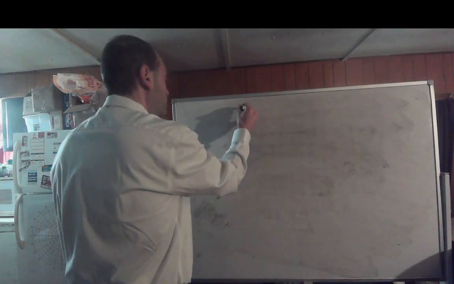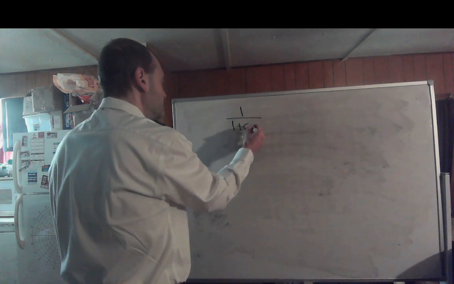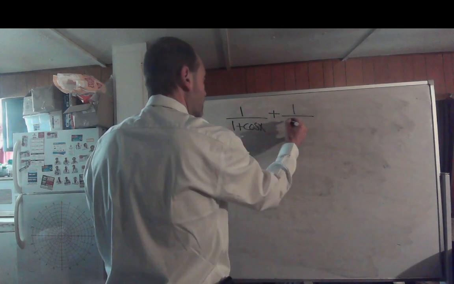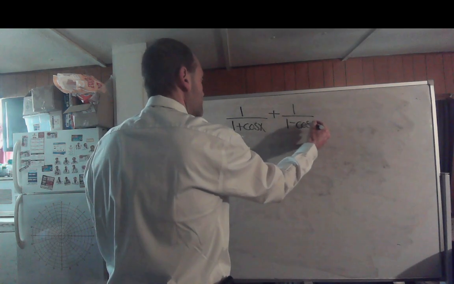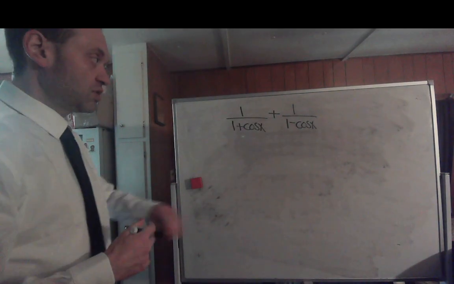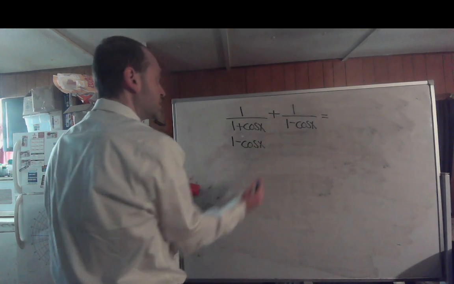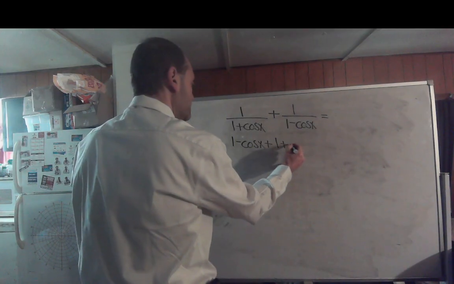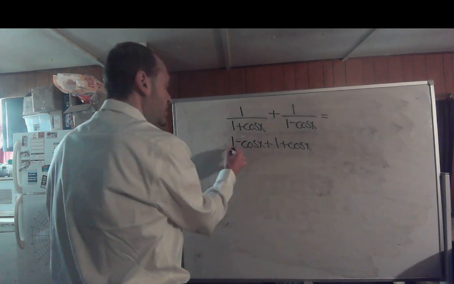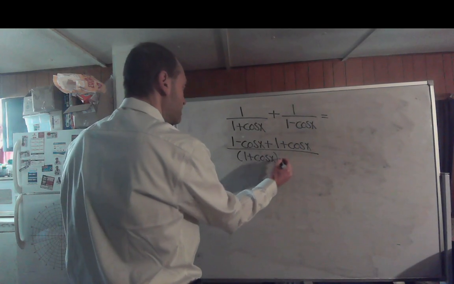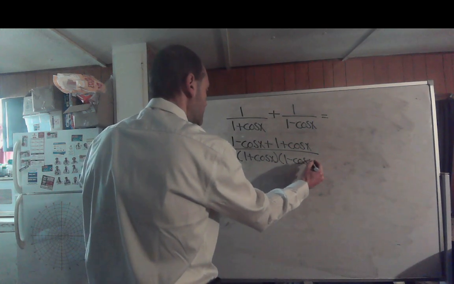Alright, so we have 1 all over 1 plus the cosine of x plus 1 all over 1 minus the cosine of x. Well, I think to start with, our goal is definitely going to be to get the same denominator. So this would turn into 1 minus the cosine of x plus 1 plus the cosine of x all over 1 plus cosine of x times 1 minus cosine of x.